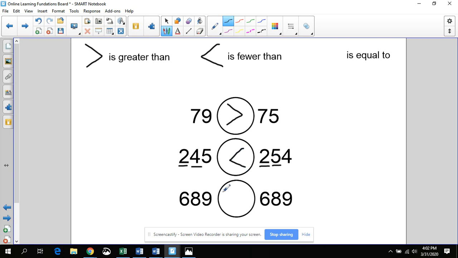And finally, the sign that you definitely know, equals, means is equal to. 689 is equal to 689. They both have 6 hundreds, 8 tens, and 9 ones, so this one is equal. Now I'm going to do some practice.